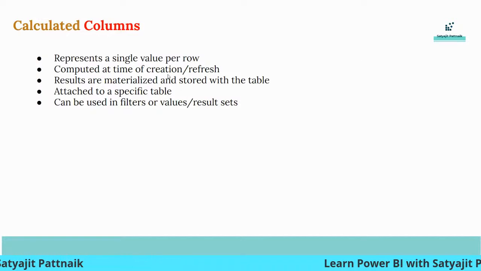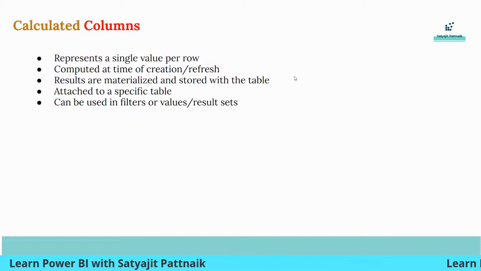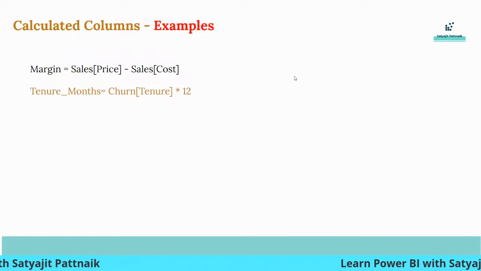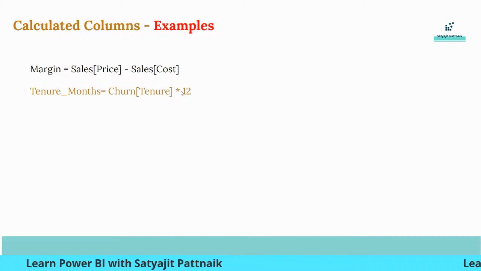Computed at time of creation or refresh. Results are materialized and stored with the table, attached to a specific table. So this is how the calculated columns are created. Something equals to something minus something, something into something. So these are some of the arithmetic operations that are possible.